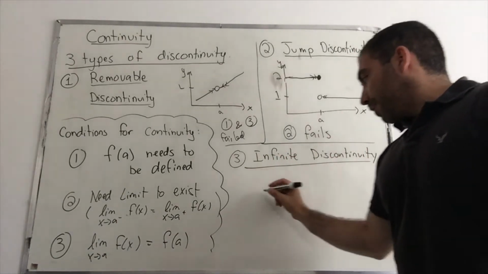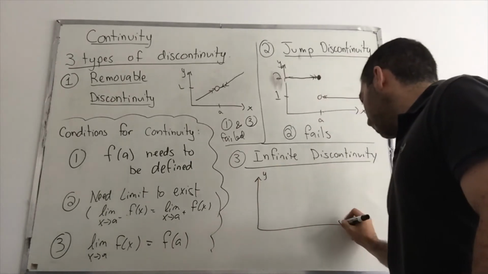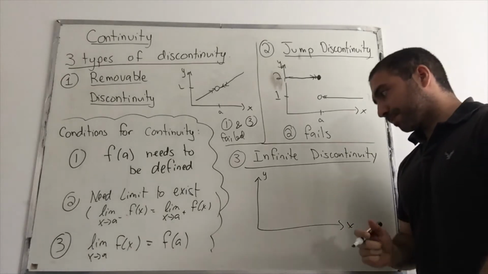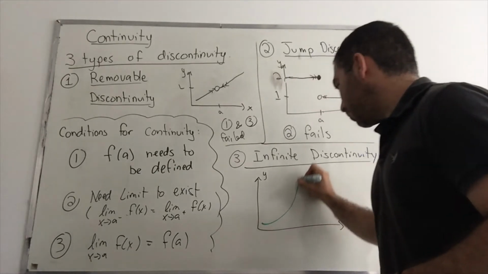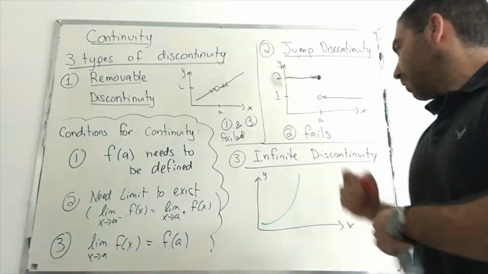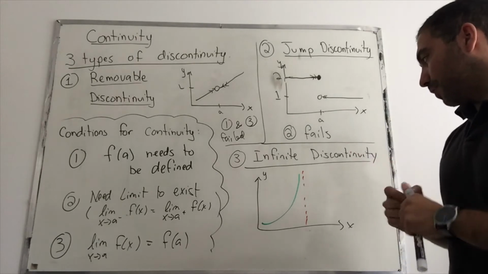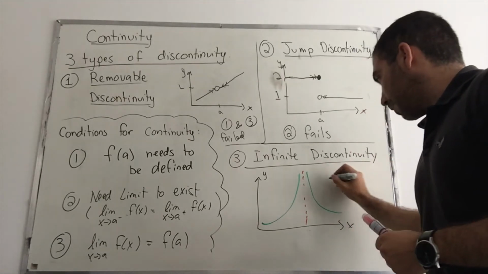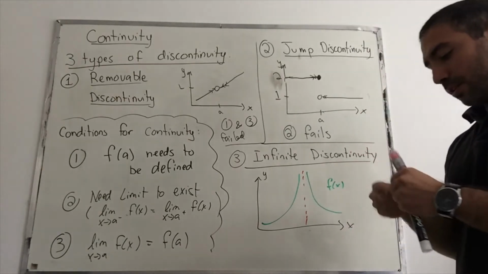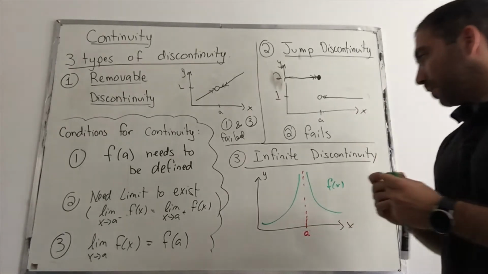So for infinite discontinuity, you have something that looks like, let's draw our function. You have a function here that shoots up. We have our asymptote, let's just say here. And then let's say the function continues down. Okay, so our function's in green, f of x, and the value a is the asymptote.